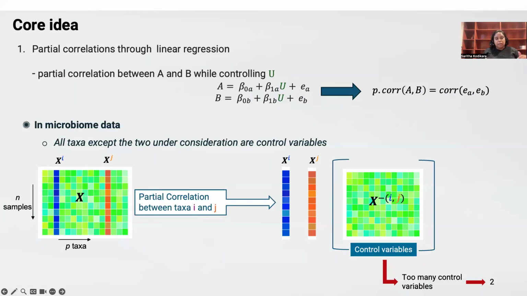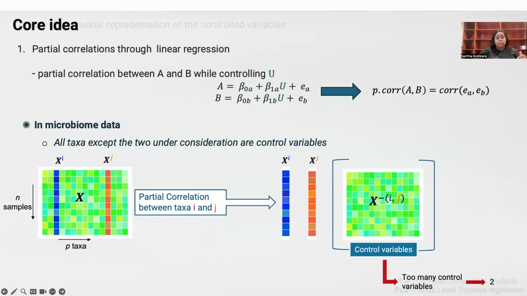But the problem here is that you have a lot of variables. If you remember the dimensions, normally if we have enough samples, n would be 50, but the number of taxa can be like 100 or 200. In these kinds of situations, simple multiple linear regression would not work well because you have a lot of variables in your model but fewer samples. So that's where the second step comes in.